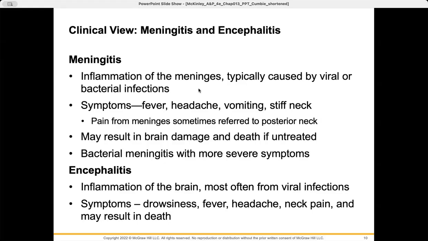Again, meningitis is a very serious condition. It can lead to brain damage. It can lead to further infections in the brain and even death if untreated. And typically, bacterial meningitis is seen to have more severe symptoms.